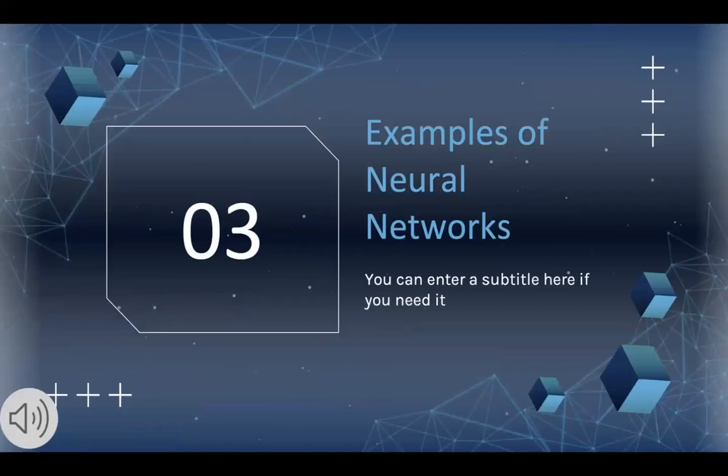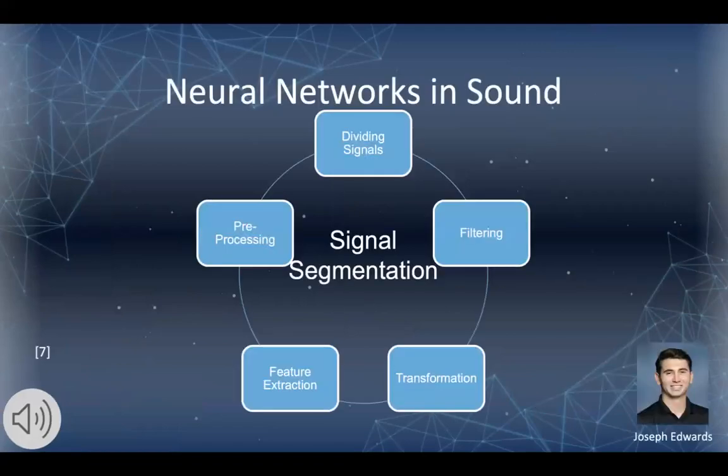For this section, we will be discussing examples of neural networks in sound. Starting off with neural networks in sound is the process of signal segmentation, which is important to understand as it's the foundation for breaking signals down for ease of processing. In the diagram below, it can be seen that this process is completed by dividing signals, filtering, transforming data, running feature extraction, and pre-processing. This process was instrumental in understanding the need for signal processing in the biomedical field so that the process could be modified for a better understanding, such as heartbeat detection.